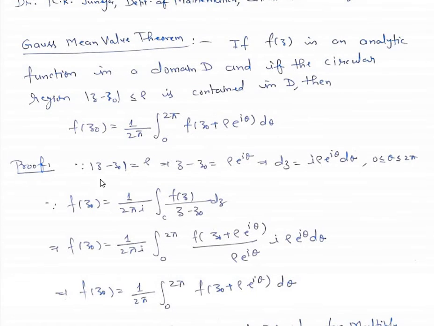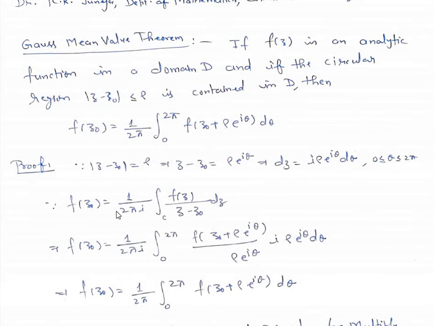Okay, now since mod of z minus z naught is equal to rho, therefore z minus z naught is equal to rho into e to the power i theta. Theta lies between 0 and 2 pi. So dz is i times rho e to the power i theta into d theta.